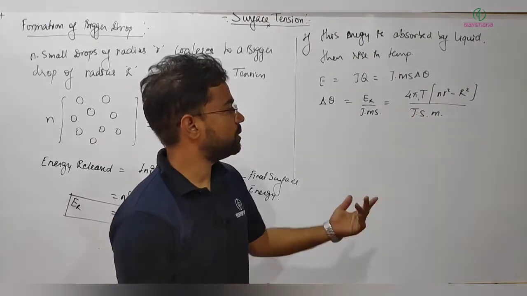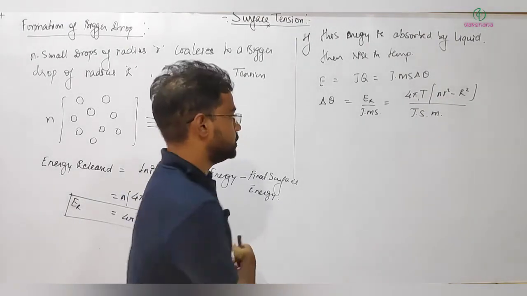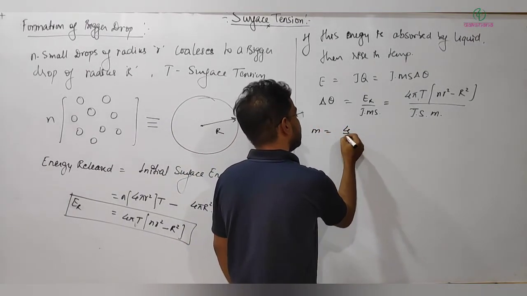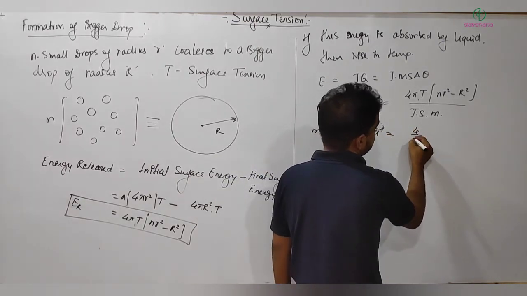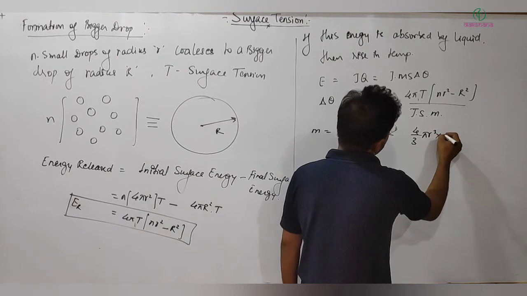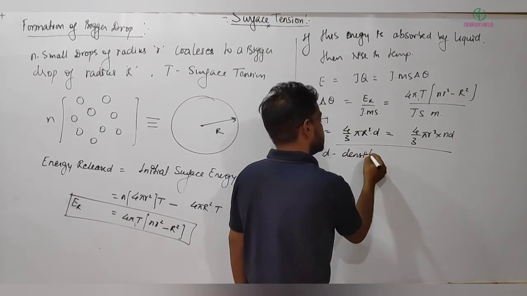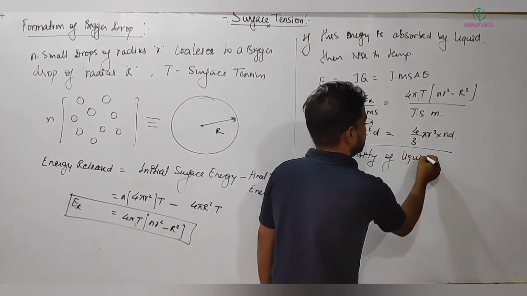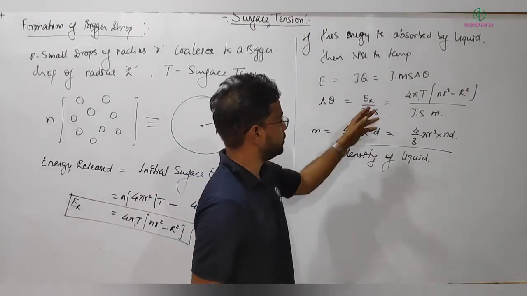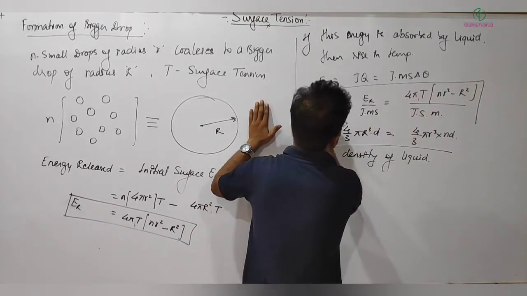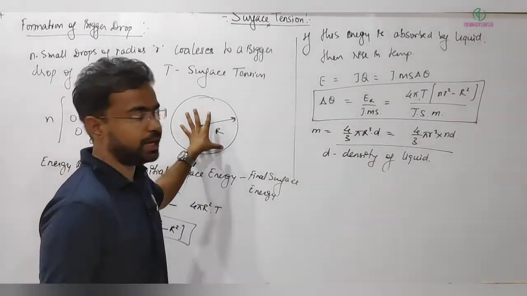If you are provided with the radius and density, then you can write m in terms of density and radius also. So mass will be equal to what? It will be 4 by 3 pi R cube into D, or this is also equal to 4 by 3 pi small r cube into n into D, with D the density of liquid. So you will be able to express the result in terms of density also. This is the rise in temperature of the bigger drop, because the energy released in this process is being absorbed by this drop.